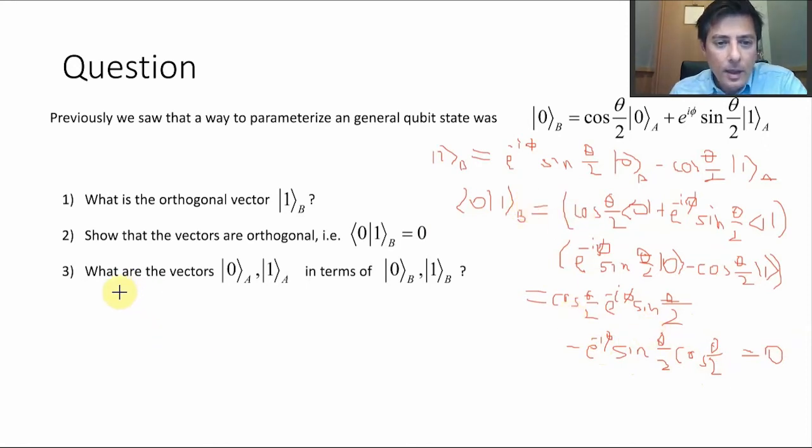Now, finally, what are the vectors 0, 1 in terms of Alice's vectors, in terms of 0, 1 in terms of Bob's vectors? Okay, so what we need to do here is multiply, basically add and subtract these types of equations so that it gives the inverted relations.